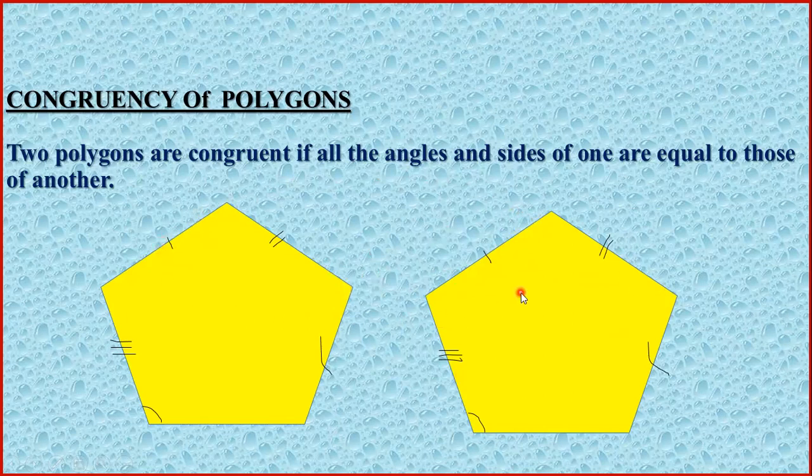If the angles are equal but the sides are not equal, then they are not congruent. If the sides are equal but the angles are not equal, then also they are not congruent. Usually, if the sides are equal, then the angles will be equal. Therefore, sometimes it is sufficient to show that the sides are equal, then they are congruent.